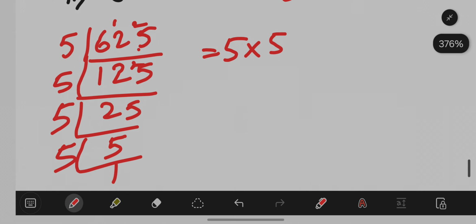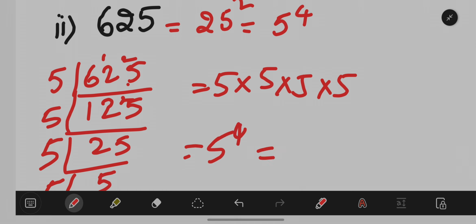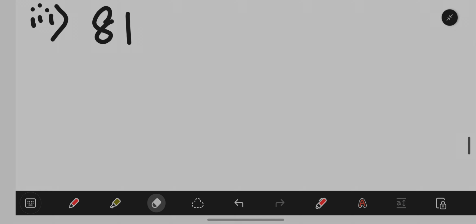From here look at it. 4 fives are there, into 5. So it is simply 5 power 4. Or else 5 into 5 is 25, 5 into 5 is 25, 25 into 25, so 25 square. Next, for 81.